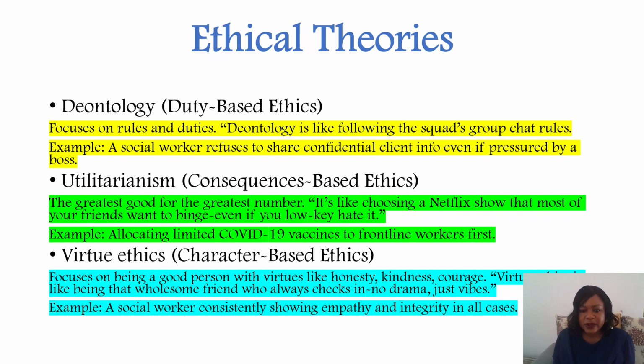It's like, for example, choosing a Netflix show that maybe you're not so into, but your friends want to binge on it. They want to watch it over and over. So you low-key hate it, but then you cooperate because that is what the majority wants. It's for the good of the majority. Now, professionally, for example, when we were allocating COVID-19 vaccines to frontline workers, including social workers who were working in the community during the time of COVID.